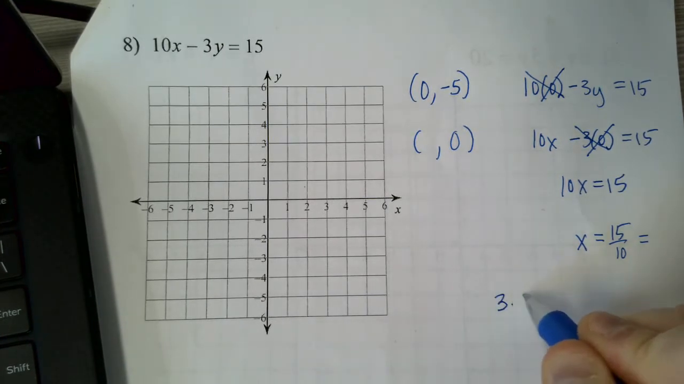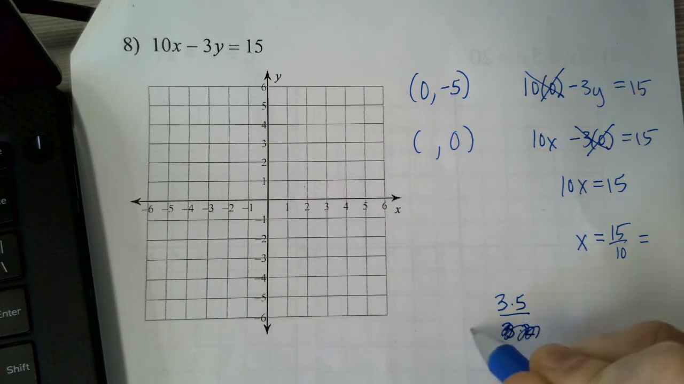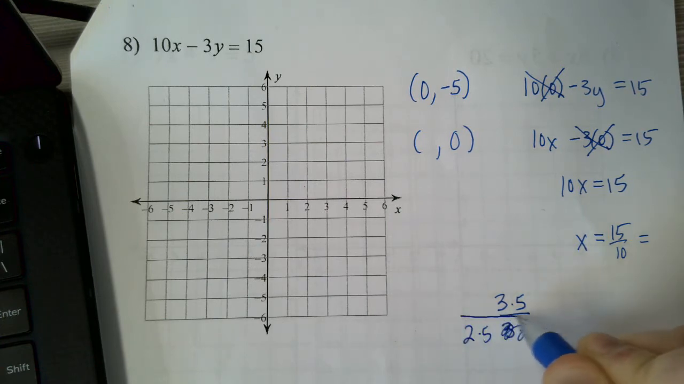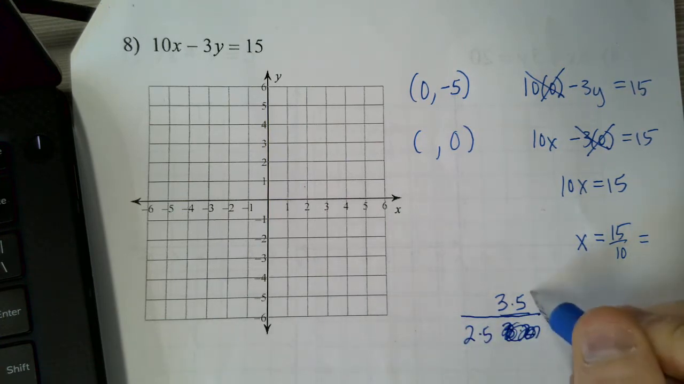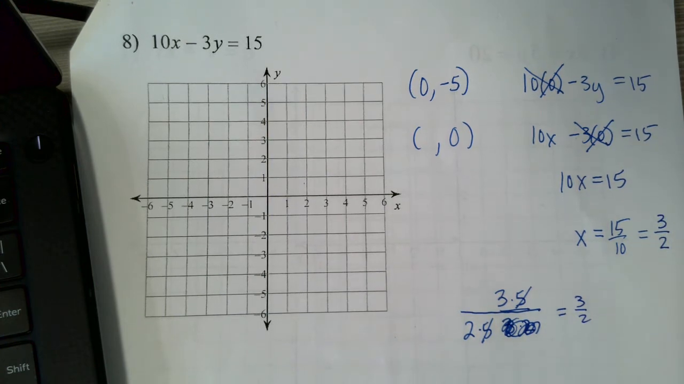So let's think about that. That's 3 times 5 on the top and 2 times 5 on the bottom. And anytime you have the same thing in the numerator and denominator, it becomes a 1, because 5 divided by 5 is 1. That's how we reduce fractions. So you're right, this is 3/2.